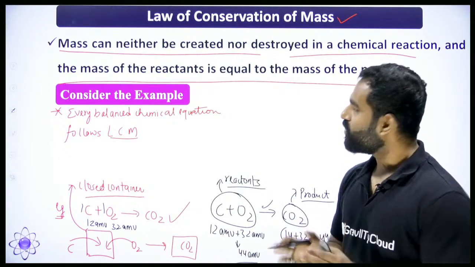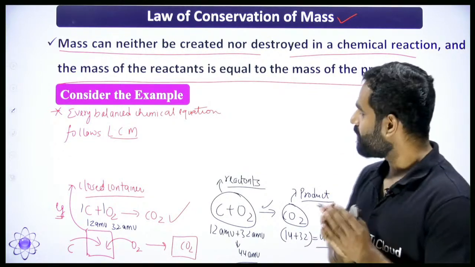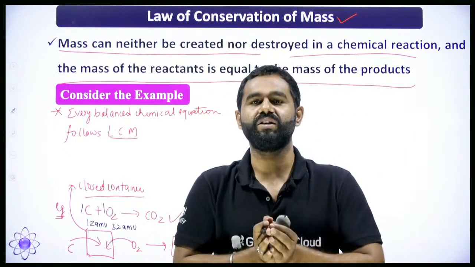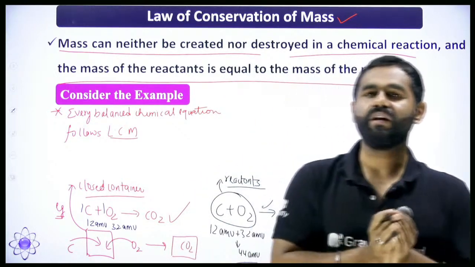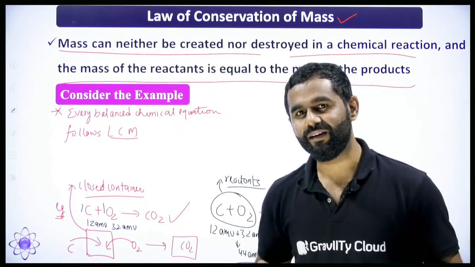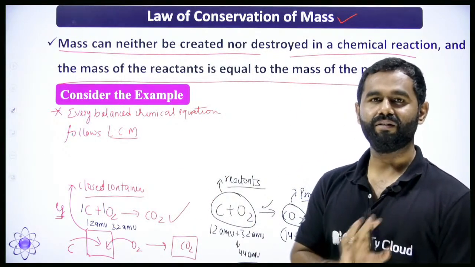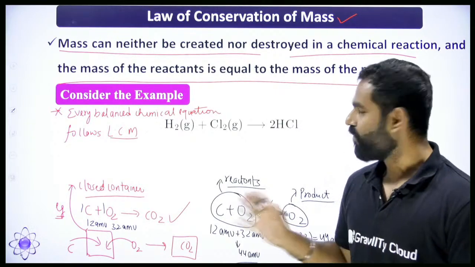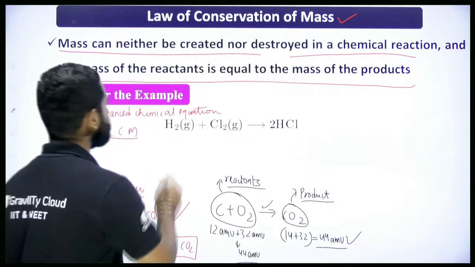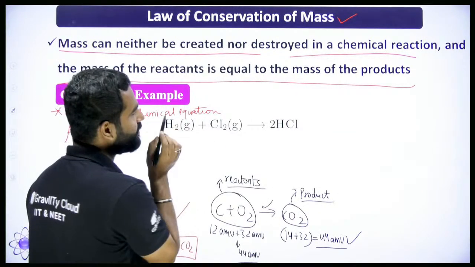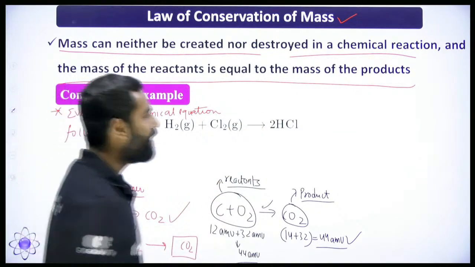So all you need to do is balance the chemical equation. All you need to do is learn how to balance the chemical equation. If you know how to balance the chemical equation, you can easily see that it follows the law of conservation of mass. Simple, right? For example, let's take another example. What is happening here? We have H2 gas reacting with chlorine gas, giving me 2HCl as gas.